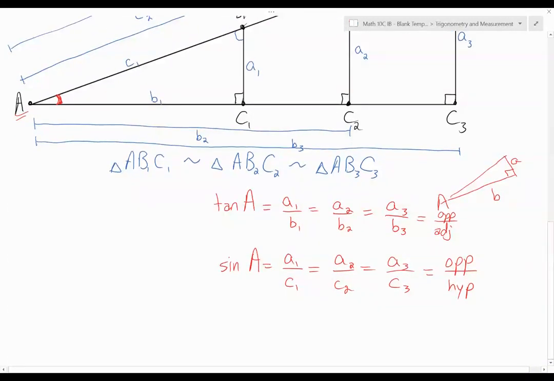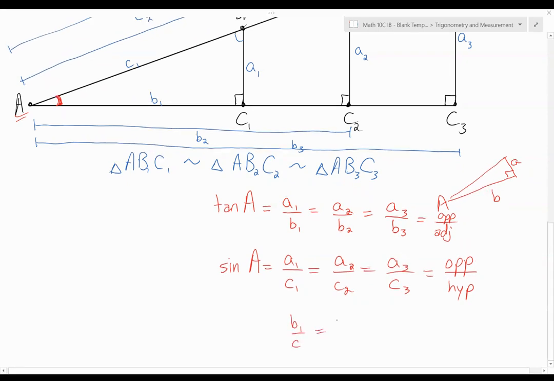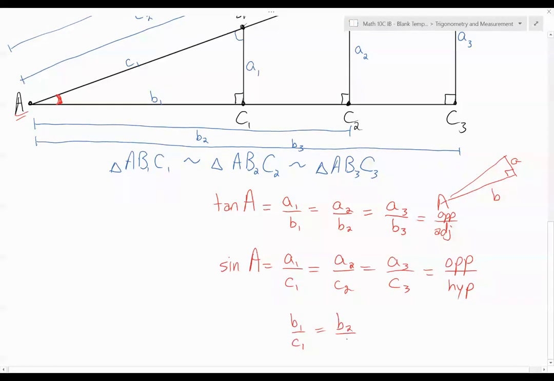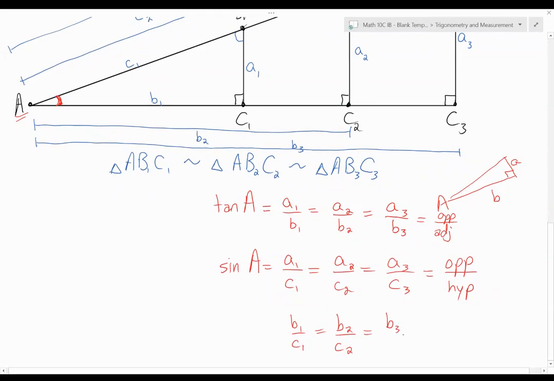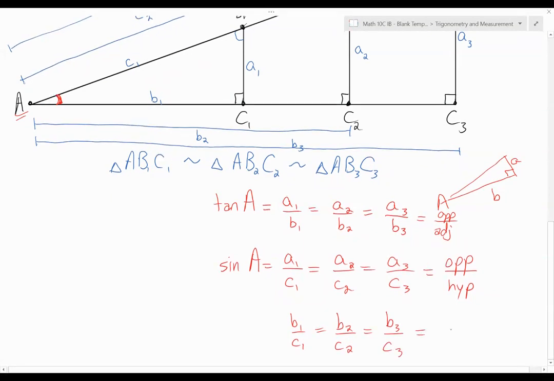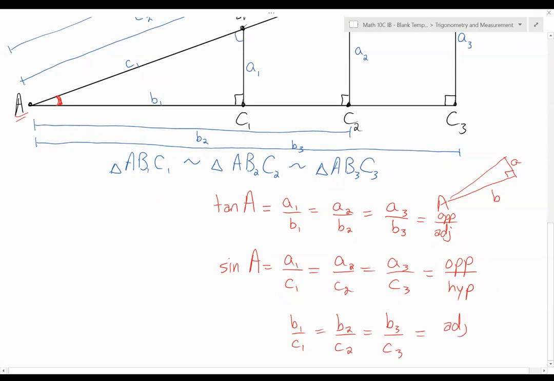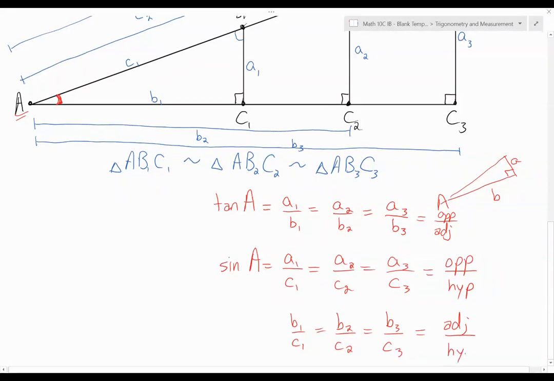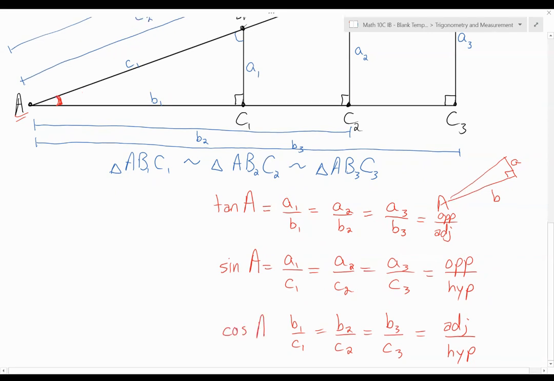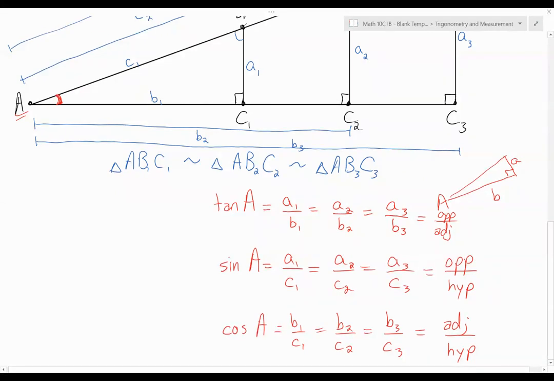There's one more ratio we could have looked at, and that would have been B1 to C1, or B2 to C2, or B3 to C3, and those would also be equal because these are similar triangles. So in other words, if I take the ratio of the adjacent side divided by the hypotenuse, and we call this the cosine, which we abbreviate COS, the cosine of A. And again, these are going to be constant no matter what.